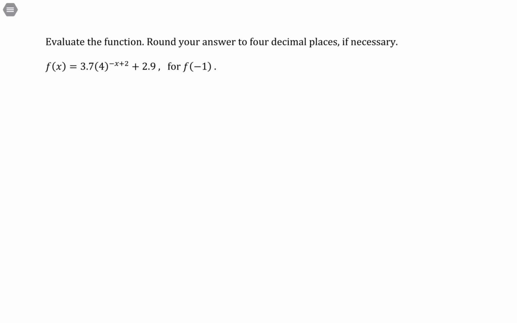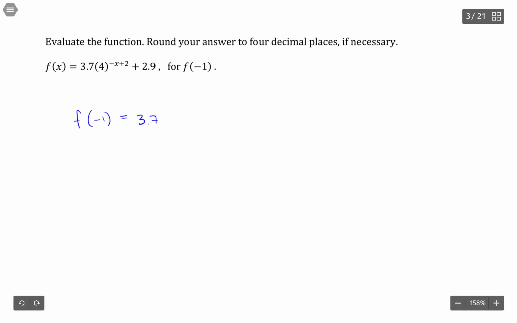Evaluate the function. Round your answer to 4 decimal places if necessary. So f of x is 3.7 times 4 raised to the negative x plus 2, plus 2.9. And we want to figure out what the value of f at negative 1 is. So we take x and replace that with negative 1.